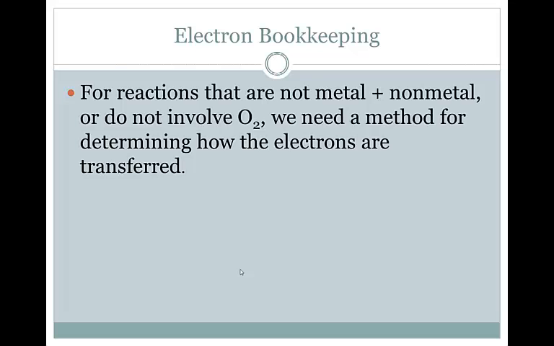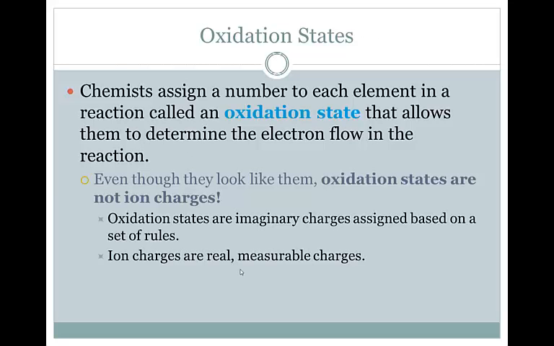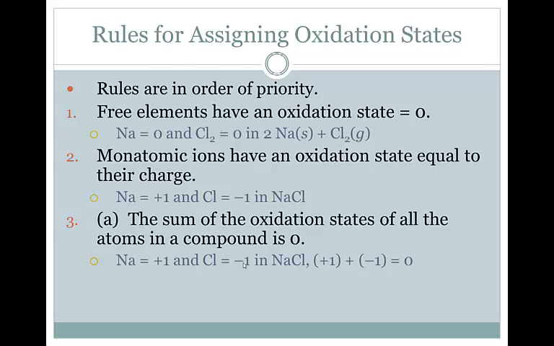For reactions that are not metal and nonmetal, or do not involve oxygen, we need a method for determining how the electrons are transferred. Chemists assign a number to each element in a reaction called the oxidation state. That allows them to determine the electron flow in the reaction. Even though these may look like ion charges, oxidation states are not ion charges. Oxidation states are imaginary. They're a number that chemists have put to it, not that they actually hold true, whereas ion charges are real, they are measurable.